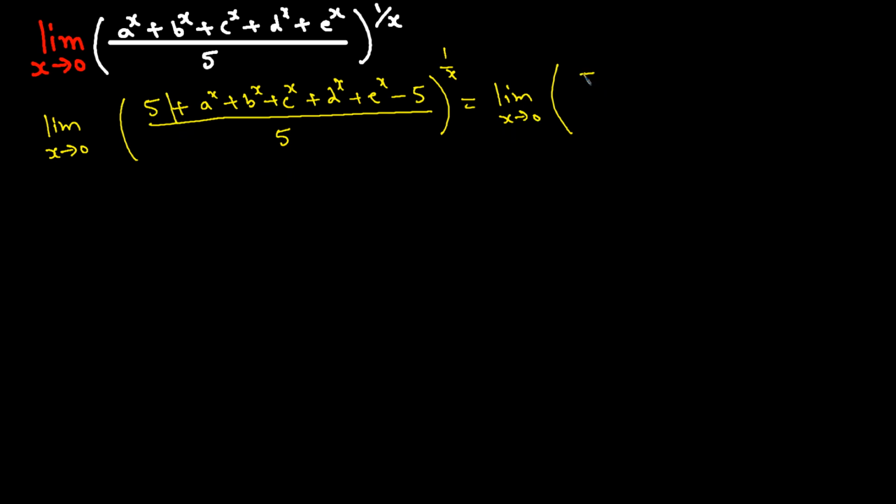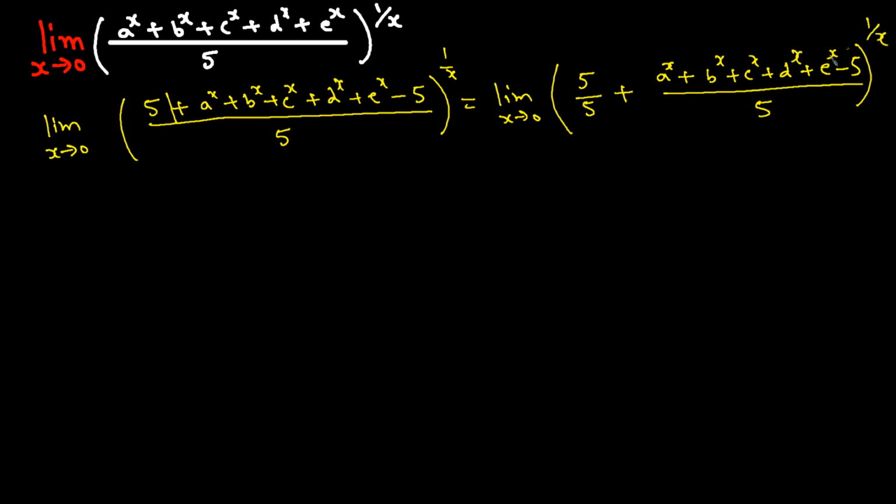Okay, so that can be written as 5 over 5 plus, and I'm gonna break this 5 to 5 ones, so it can be written as a raised to power x plus b raised to power x plus c raised to power x, d raised to power x, minus 5 over 5 raised to power 1 over x. Okay, and let's write it over here.